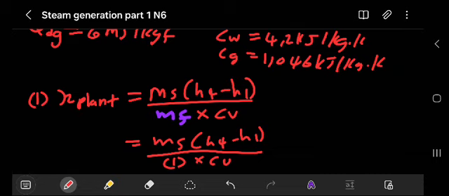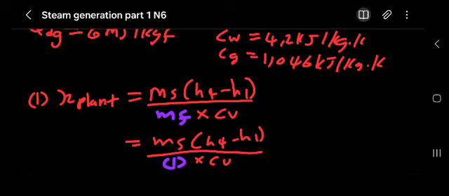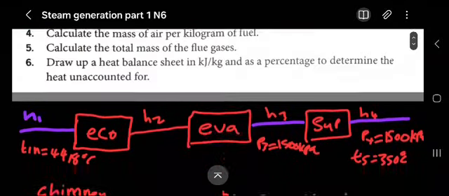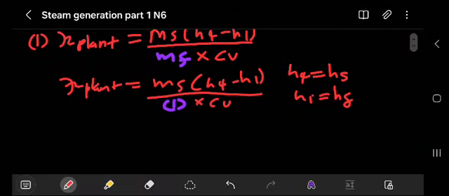Remember that now, because per means 1 per kg of fuel, we replace the mass of fuel with 1 per kg of fuel. So this is the equation that we will use with the efficiency of the plant. All right. Remember, H4 is the same as H superheated. H1 is the same as HF. We're supposed to find the superheated enthalpy using a steam table, and HF using our steam table.